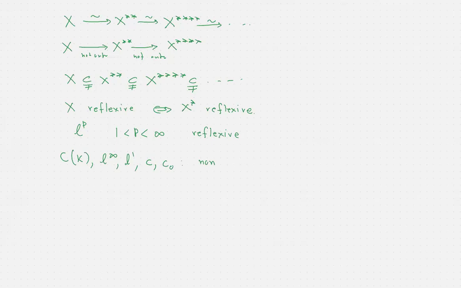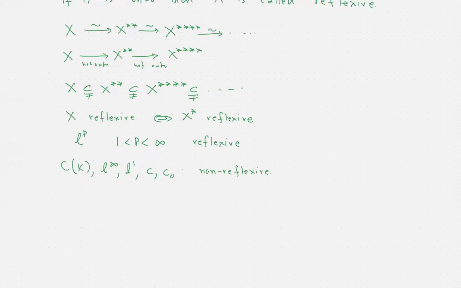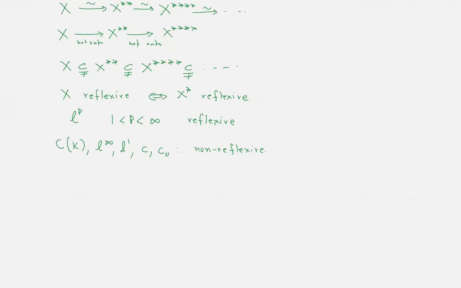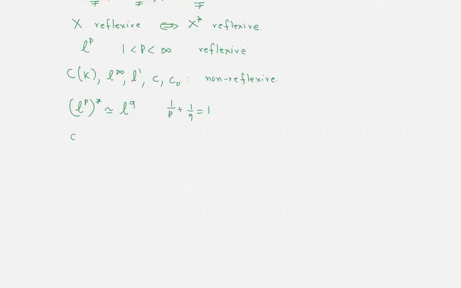Something that goes beyond reflexivity, it's a good idea to understand that there can be identifications. So for example, Lp star can be identified, isometrically, with Lq, where of course 1 over p plus 1 over q is equal to 1. It turns out that the dual of c naught is L1, and the dual of L1 is L infinity.